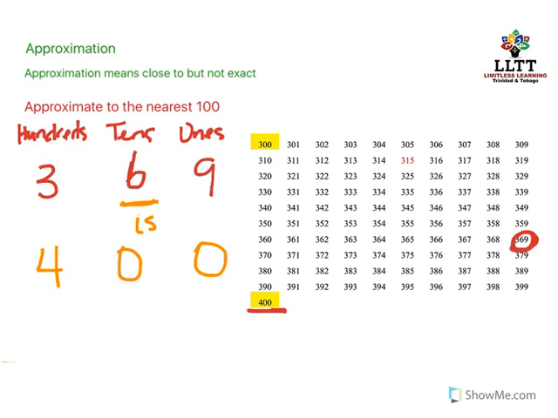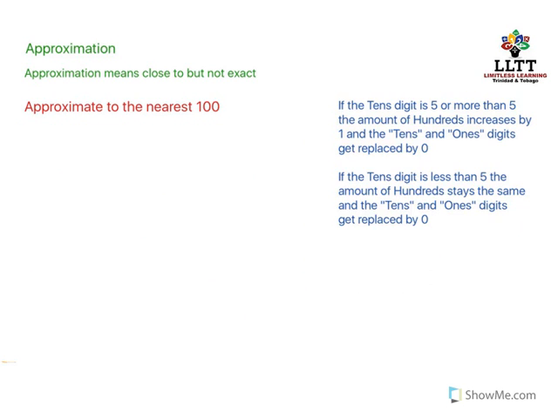So again, when you're approximating to the nearest 100, you're going to look at the value of tens. If that digit is 5 or more than 5, you're going to add 1 to the hundreds and replace the tens and ones digits with zeros. If you look at the tens digit and it's less than 5, so that's 0, 1, 2, 3, or 4, then you're going to leave the digit in the hundreds as it is, but still replace the digits in the tens and ones with zeros. Let's look at another example.